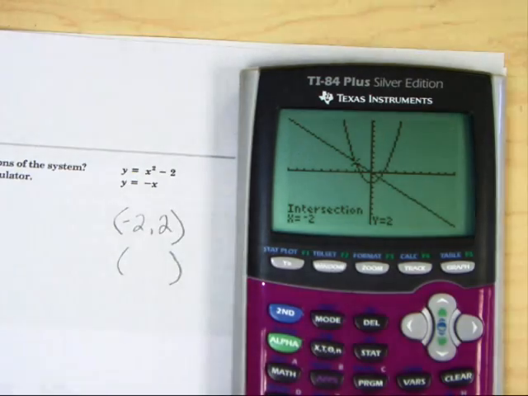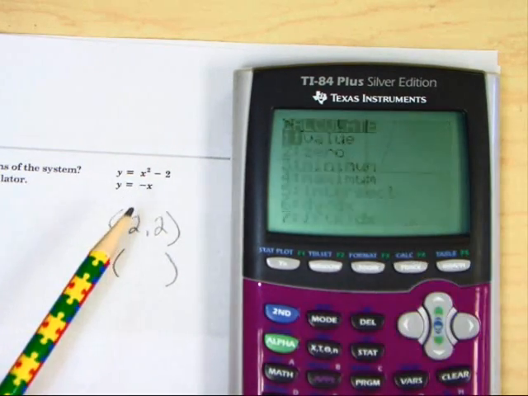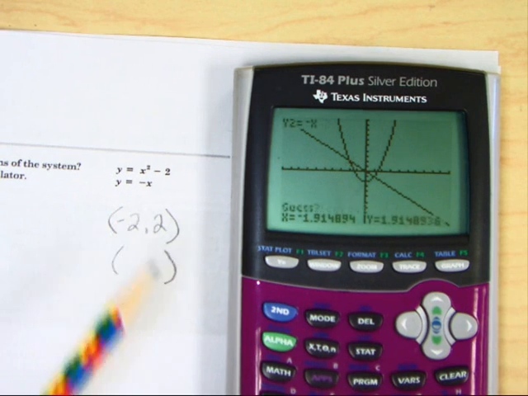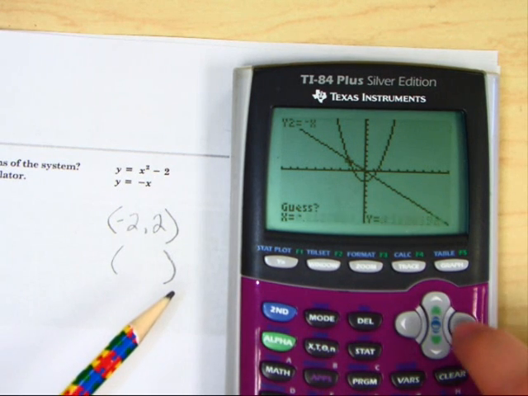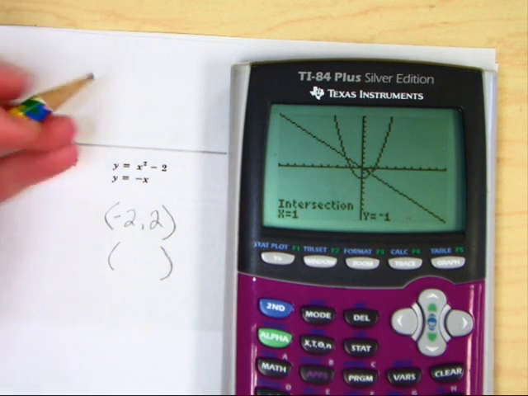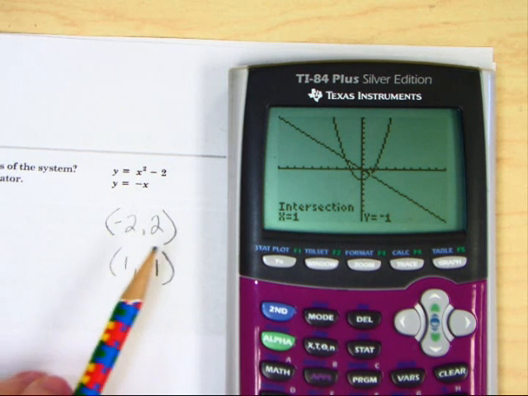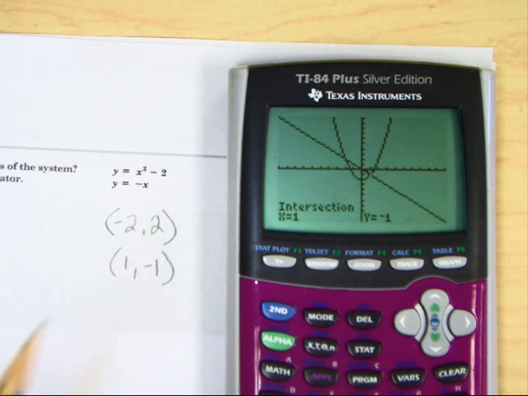See how it crosses twice? That's nice. Now let's do the other one. Second calc, number 5. Enter, enter. Scroll over to the other point. Hit enter. (1, negative 1). Now what that means is if you plug in negative 2, you'll get out a 2 on both of them. And if you plug in a 1, you'll get out a negative 1 from both of them.